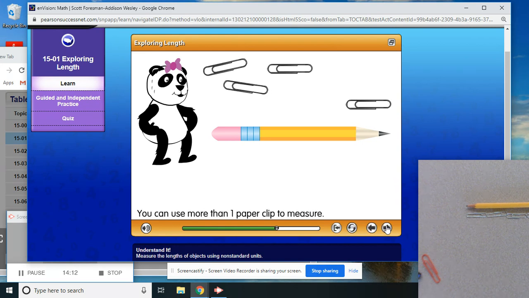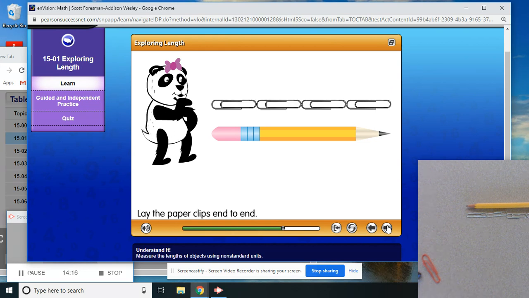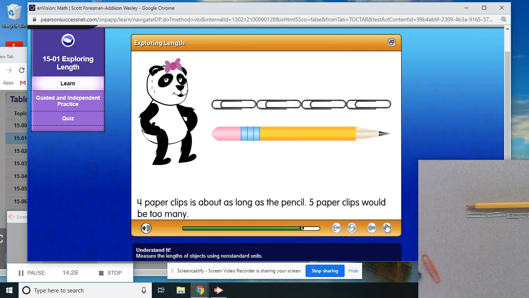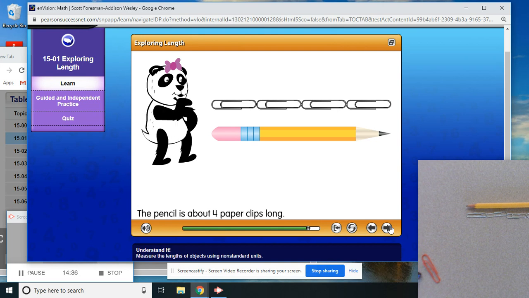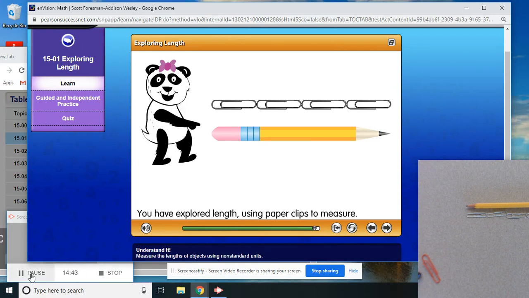You can use more than 1 paper clip to measure. Lay the paper clips end to end. Then count how many. 1, 2, 3, 4. Why not use more paper clips? 4 paper clips is about as long as the pencil. 5 paper clips would be too many. The pencil is about 4 paper clips long. You have explored length using paper clips to measure.